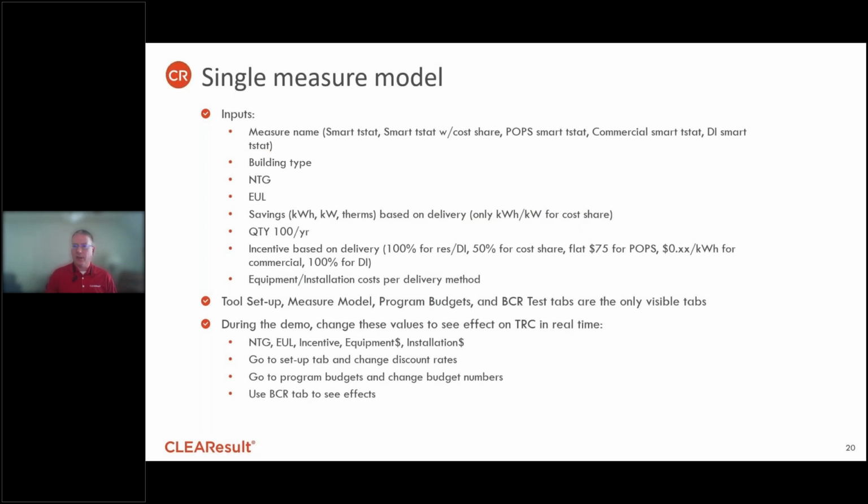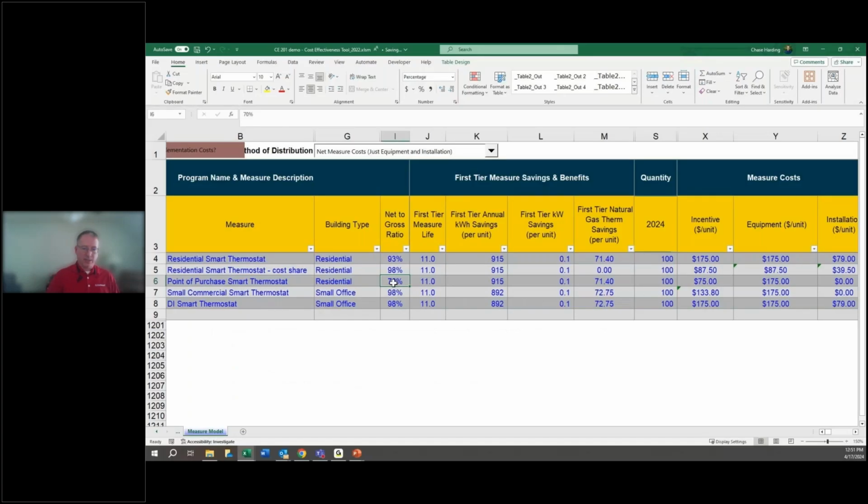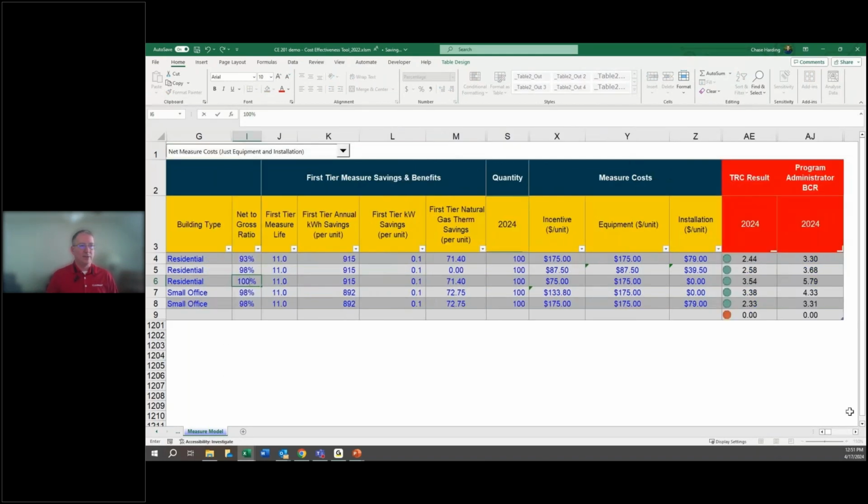Changing each of those has different effects on different benefit cost ratio tests. And that was the point of the demonstration, that, yeah, as we change things, and hopefully back to the Excel screen, but if I change this to be 100% net to gross before I hit enter, it's 3.54. When I hit enter, the UC utility cost test number goes way up if my net to gross changes. So back to 70, TRC stays the same, but utility cost test goes way down as net to gross goes down.